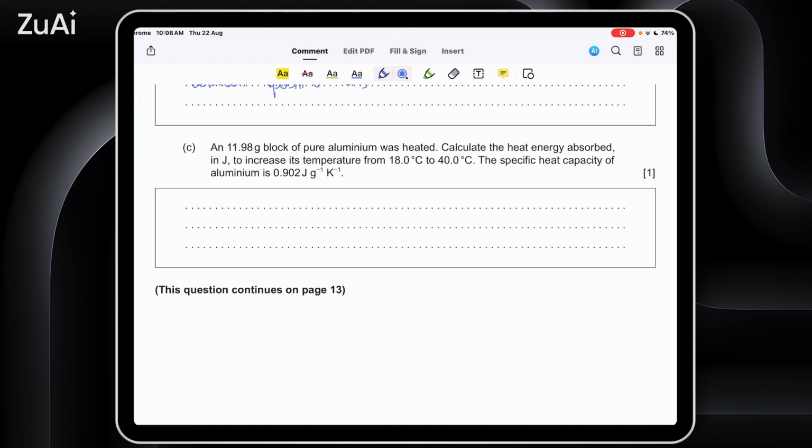Okay, 11.98 grams of pure aluminum is heated. Calculate the heat energy absorbed in joules. That's a very easy question. Q is equal to mc delta T. The mass is given, which is 11.98, times the specific heat capacity, which is also given, 0.902, times the change in temperature, 40 minus 18. That's how we will calculate. That is 238 joules.